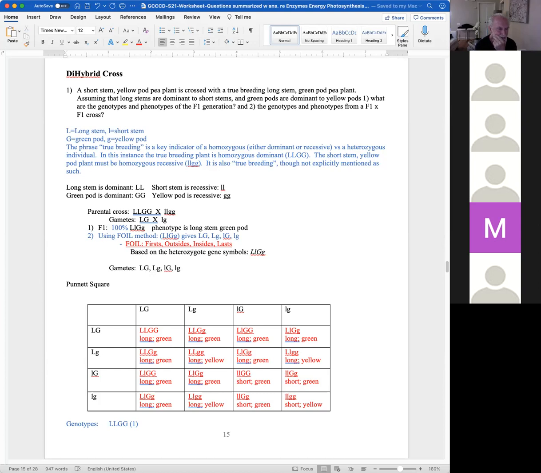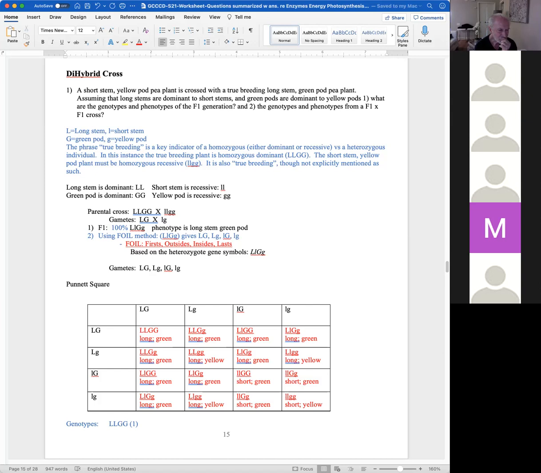Now it gets a little bit more complicated because we need to know what the F2 generation is going to look like. They don't tell us it's an F2, but they tell us we're crossing an F1 with an F1. And when you do that, that produces an F2 generation. So now we go back to the FOIL method to see what sort of gametes can be produced from a big L, big G, little g. Now remember, both parents are big L, big G, little g because we're taking two of the offspring from that F1 generation. So they are all identical.